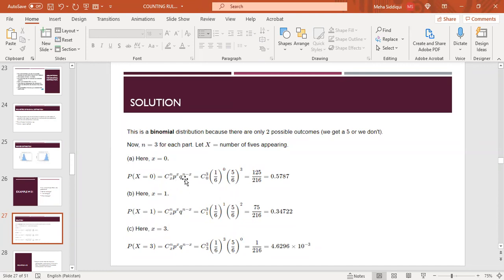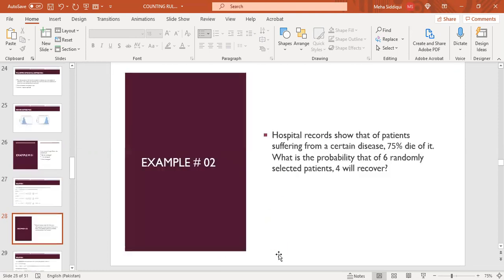So applying that formula, we get the value 0.57 in case we don't have any 5s up. In case we have one 5 up, we get the probability 0.3, and in case we have three 5s up, we get the probability 4.6 raised to the power minus 3.